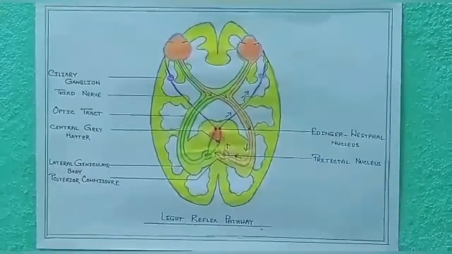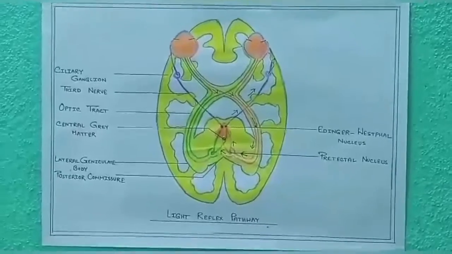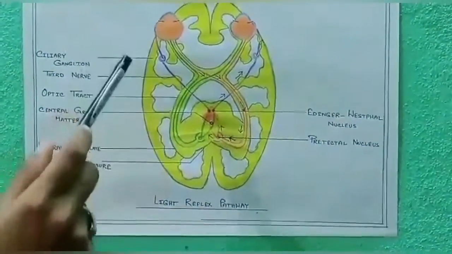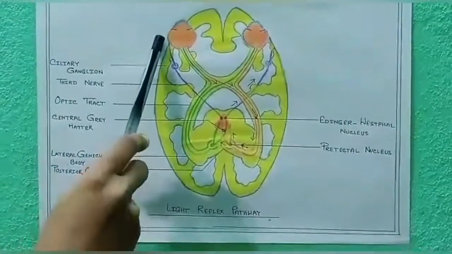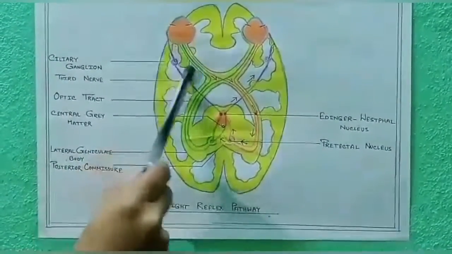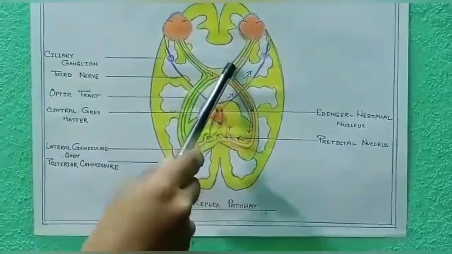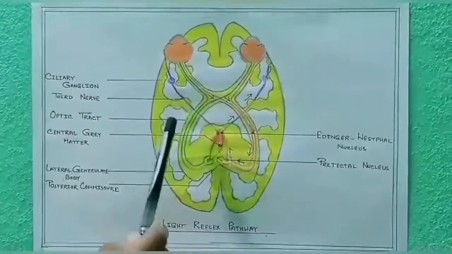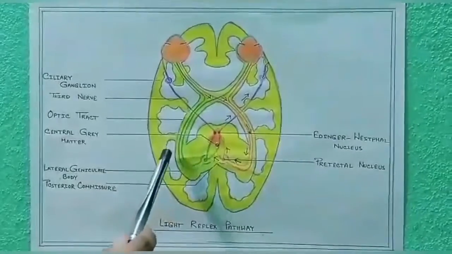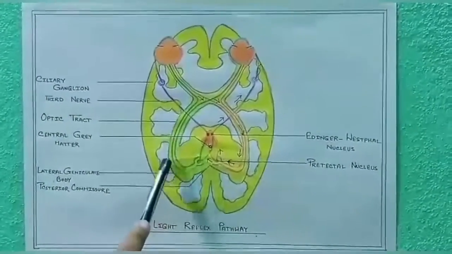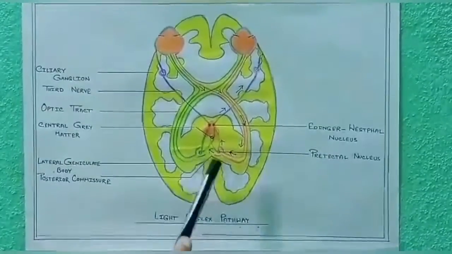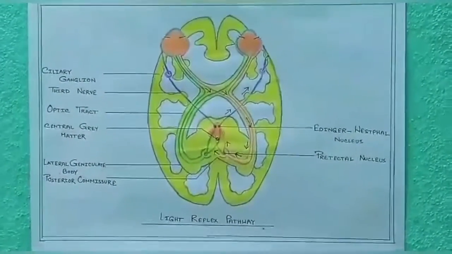So this is a diagram of the light reflex pathway. In this diagram, the retina receives the information by rods and cones, and then this information travels through the optic nerve to the optic chiasma, where nerve fibers are crisscrossed. And then nerve fibers travel through the optic tract and lateral geniculate body and reach the pretectal nucleus, which is called the afferent pathway.